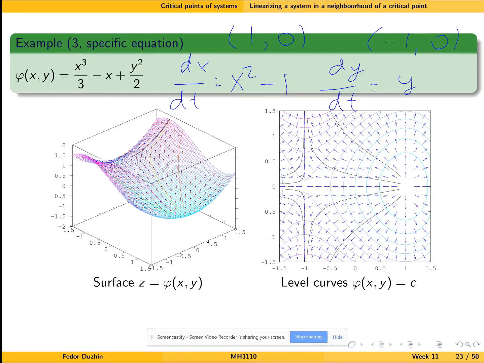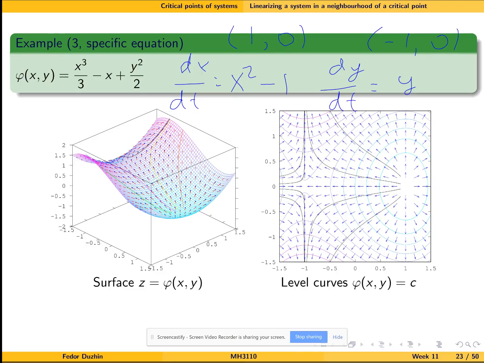And then you can plot the corresponding phase portrait, and then you will see that (1, 0) is a nodal source, and (-1, 0) is a saddle point. Well, and these points correspond to a point of local minimum and a saddle point of the original function of two variables understood in terms of calculus 3.